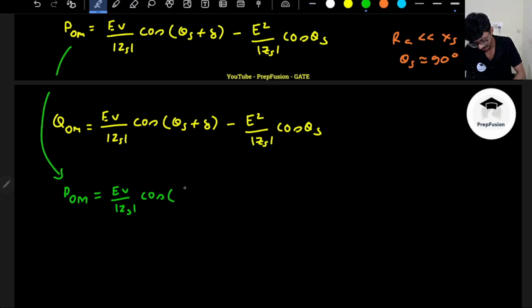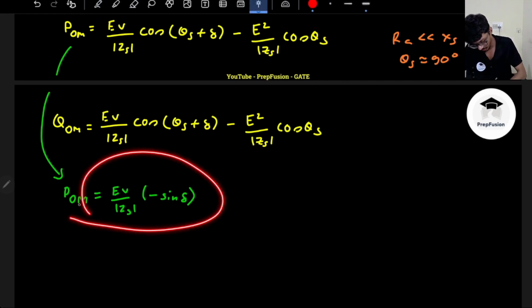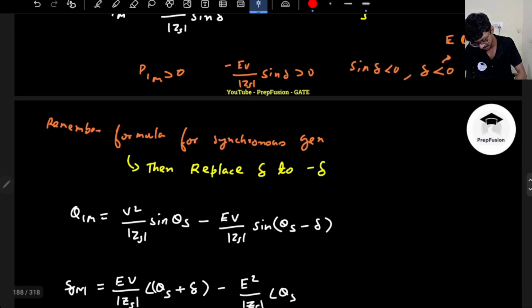So theta is 90, 90 plus delta, and 90 plus delta is minus of sine delta. Remember delta itself is negative. Minus E square, oh, this is anyway 0, right? Cos 90 is 0, so this is gone. So same expression I'm getting, right? Whatever power I was supplying, I'm receiving the same power.